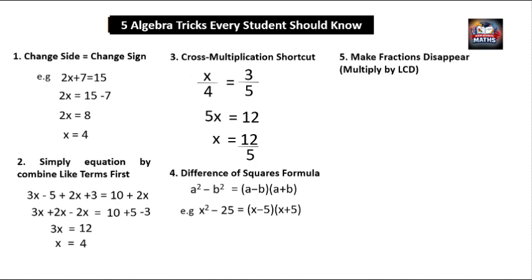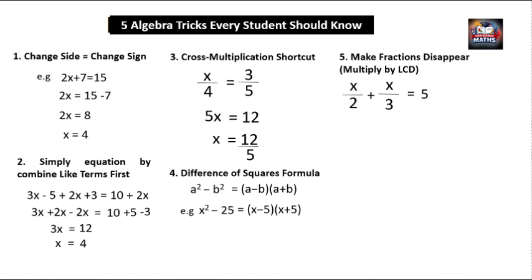And lastly, we have a trick that helps you to make fractions disappear. You do that by multiplying the whole equation by the lowest common denominator or lowest common multiple. So you have something like x over 2 plus x over 3 equals 5. What you are meant to do is to find the lowest common denominator or the lowest common multiple of 2 and 3. And that is 6. All you have to do is to multiply everything by 6.